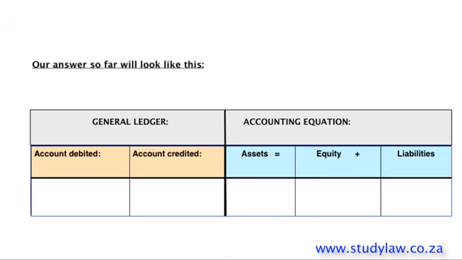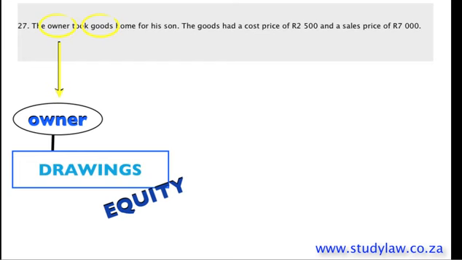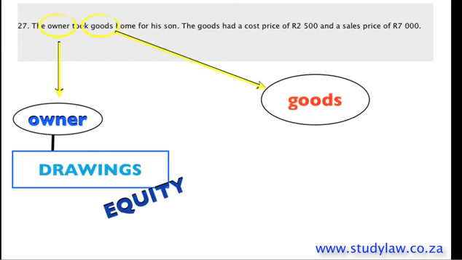Therefore, the account to be debited will be called drawings. We have already said that drawings affects our equity by decreasing it. Therefore, we will go to the equity column and decrease it by 2,500. Let's look at our next keyword, goods.